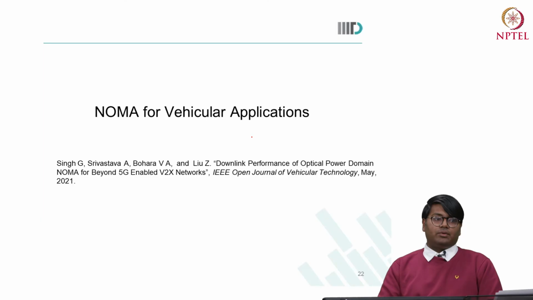Now, in order to provide vehicles with reliable, ubiquitous and massive connectivity, an appropriate multiple access scheme must be adopted. An appealing multiple access scheme, referred to as non-orthogonal multiple access, NOMA, has been gaining significant research attention in vehicular networks among academia and industry. In earlier modules, the basics of NOMA have already been covered. Now let us see a simple MATLAB exercise on NOMA.